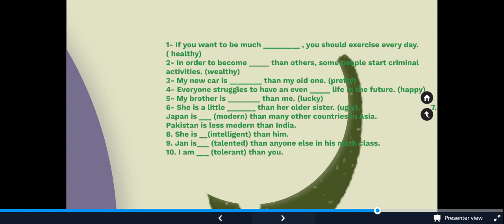Japan is dash than many other countries in Asia, more modern. For some words in comparative degree, we use more, like more beautiful, more intelligent, more modern. She is dash intelligent than him, more intelligent than him. Jan is dash talented than anyone else in the class, more talented. I am dash tolerant than you. I am more tolerant than you.